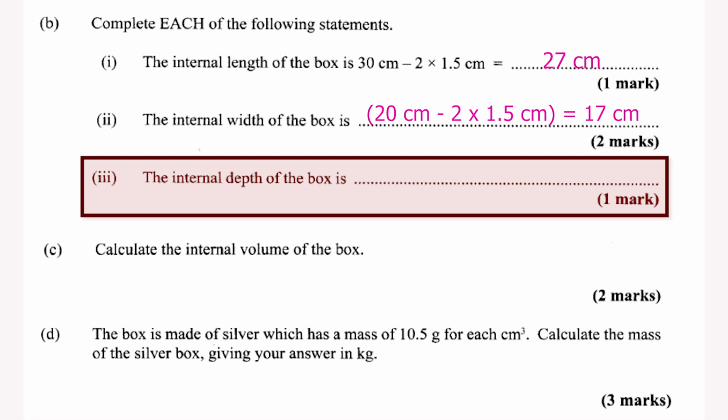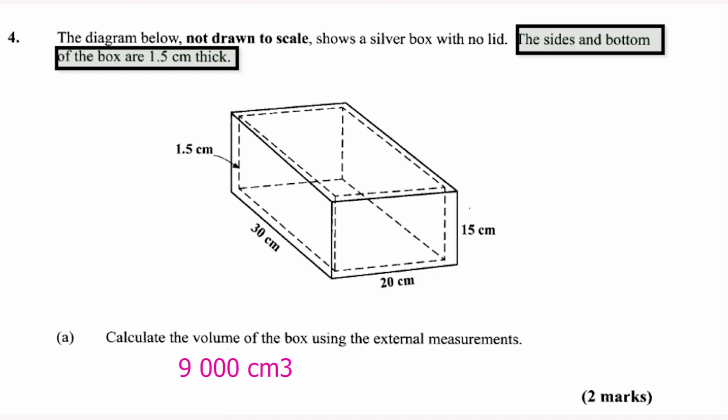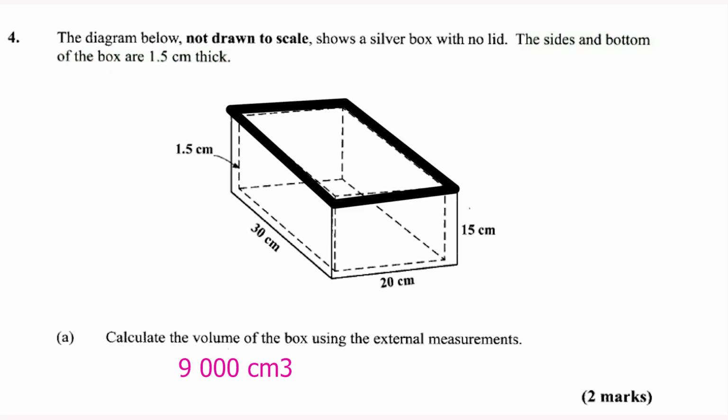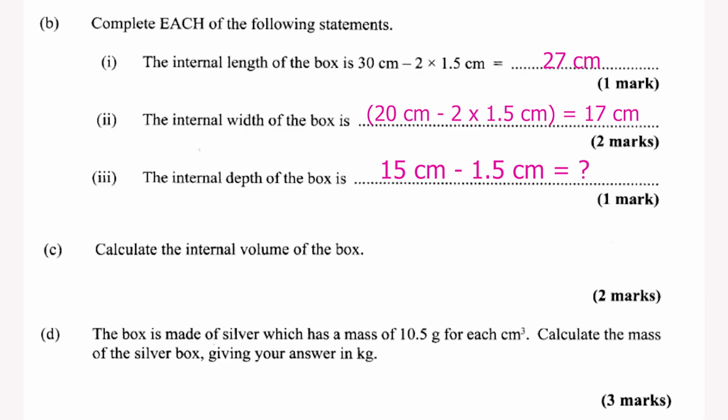Part 3 of B asks us to find the internal depth of the box. Now, according to the question, the sides and the bottom of the box are 1.5 centimeter thick. So the top of the box is not thick, okay? So what this means is that the internal depth would be 15 centimeters subtract 1.5 centimeter, and we are not going to subtract 2 times 1.5.